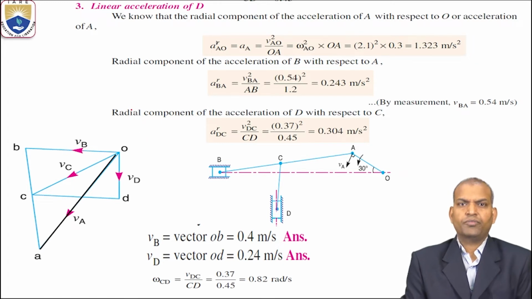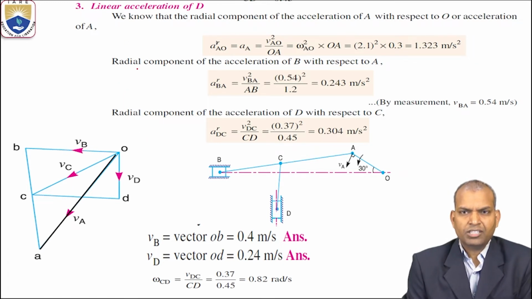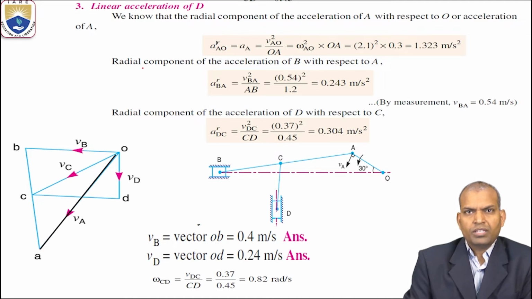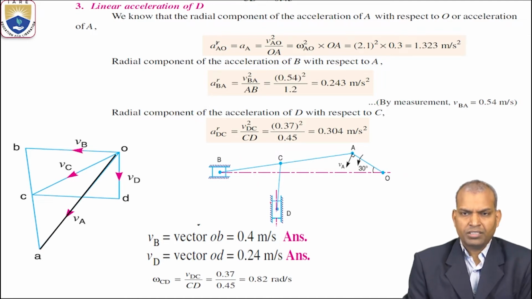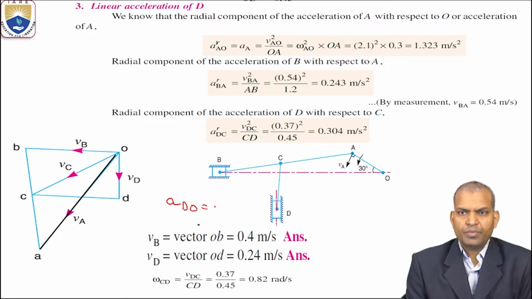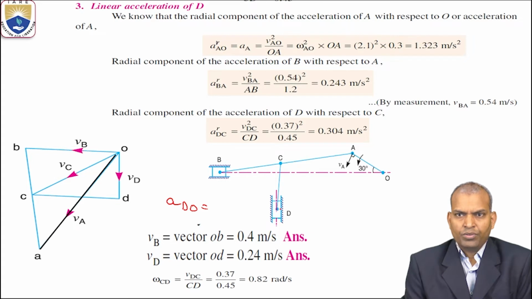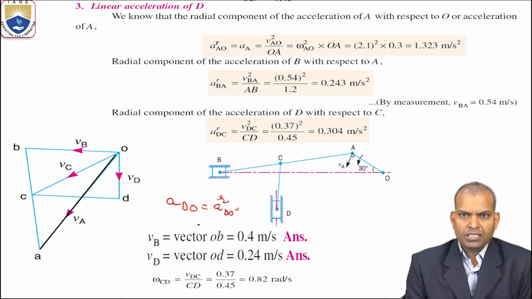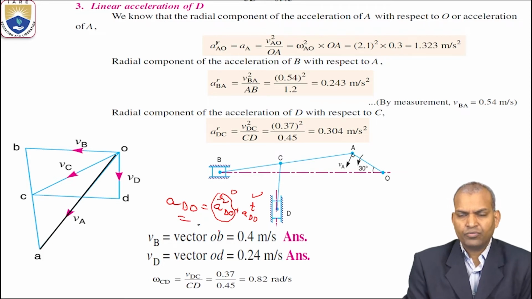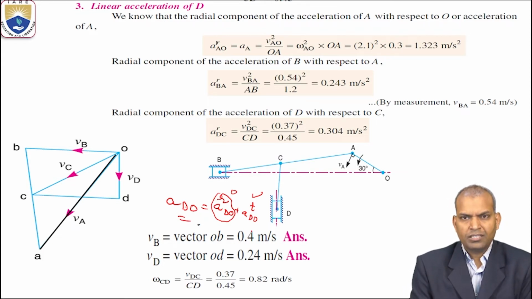Now what is the third objective? The third objective is the linear acceleration of D. So in order to find the linear acceleration of D, that is AD with respect to O. AD is the combination of components with respect to O. What is the total acceleration? AD with respect to O is AR dO plus AT dO. So what is AR dO here? It is 0 for the slider. Then it only represents AT dO. That is the acceleration we have to find with the help of the acceleration diagram.